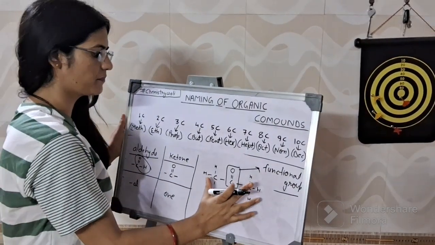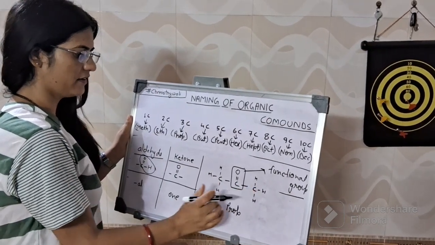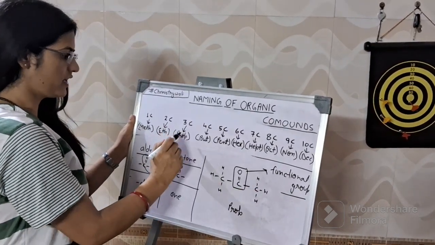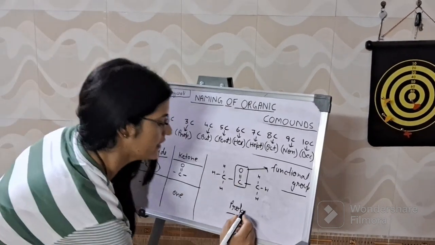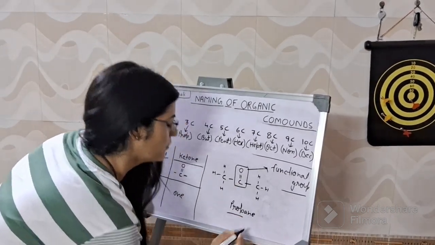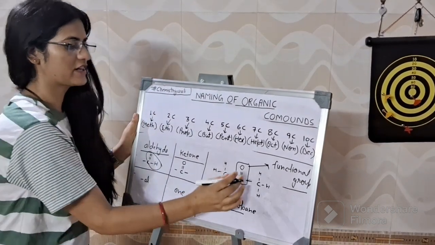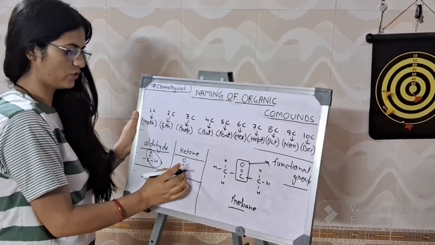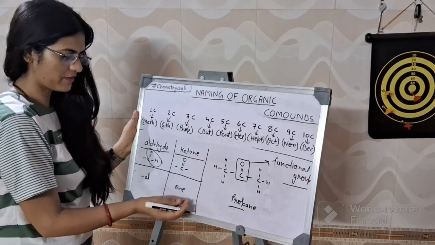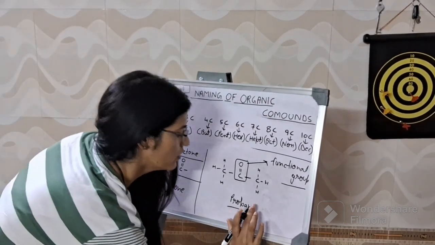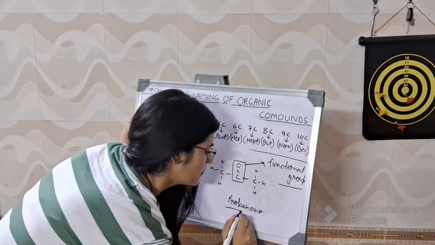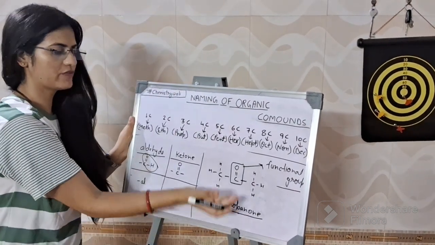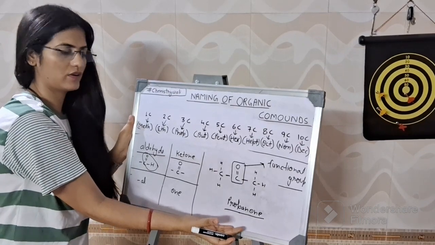How to name this compound? 3 carbons are here, 1, 2, 3. For 3 carbons we use pro. Single bonds, so propane. But the functional group is here, that is ketone. For ketone we use the suffix -one. So, propanone. The name of the compound is propanone.